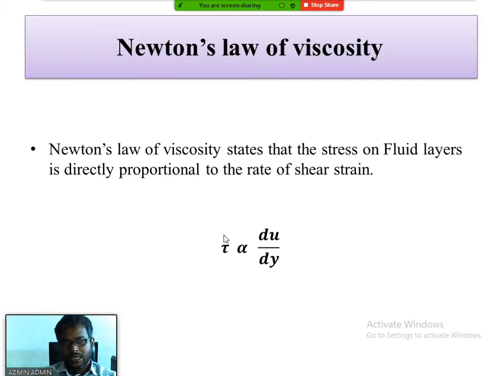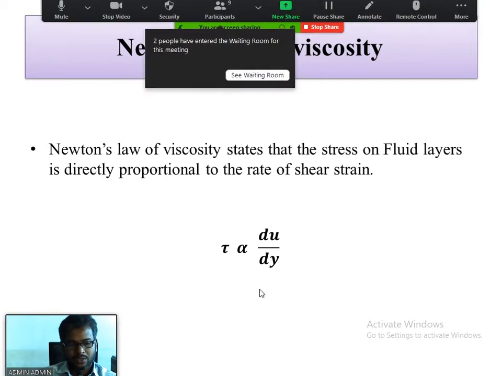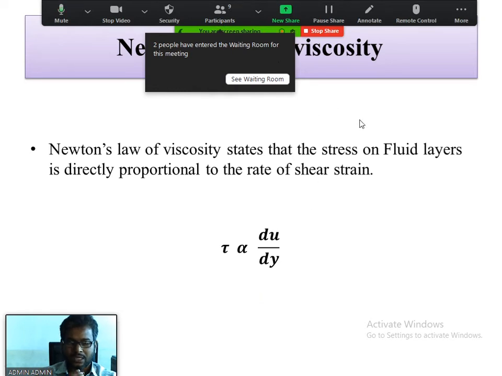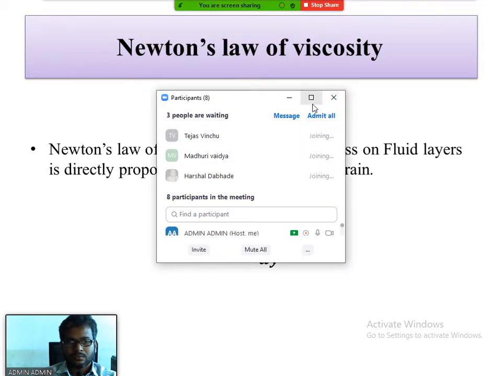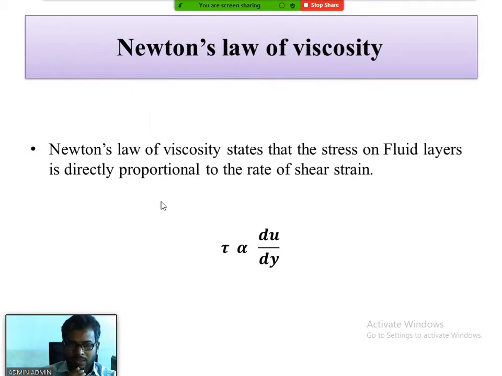Okay, what happens is that each layer moves by shearing over the other. So that's why shear happens between layers and it flows. So Newton's law of viscosity states that tau is directly proportional to du by dy.